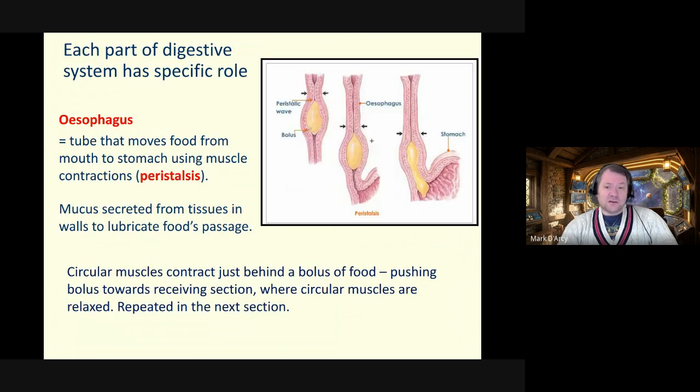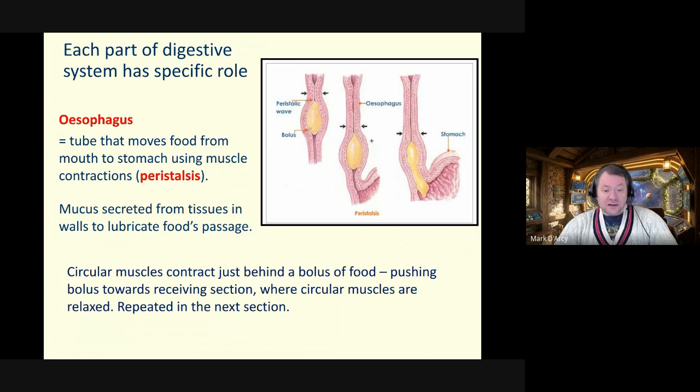Now, when it comes to digestion, when you swallow food, the first thing that happens is that food will move down the esophagus. This is a tube that moves food from the mouth to the stomach using muscle contractions known as peristalsis. The muscle around the entire intestinal tract is smooth muscle. It contracts rhythmically, and this is known as peristalsis. Mucus is secreted from tissues in the walls of the esophagus to lubricate the food's passage.